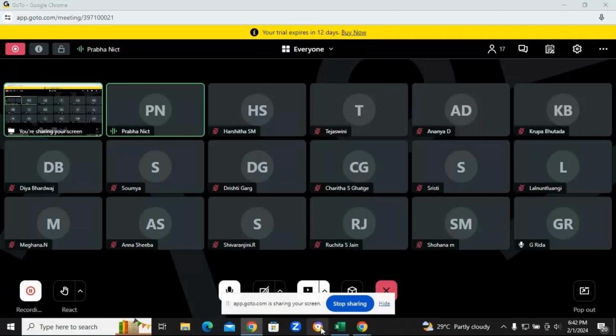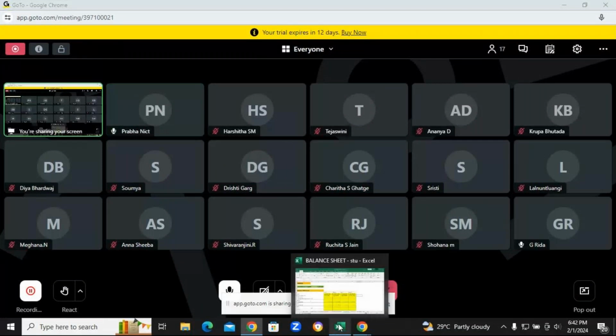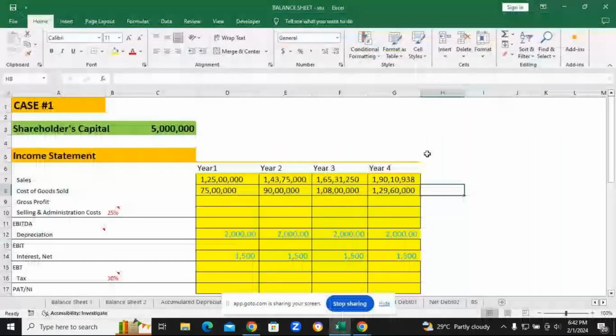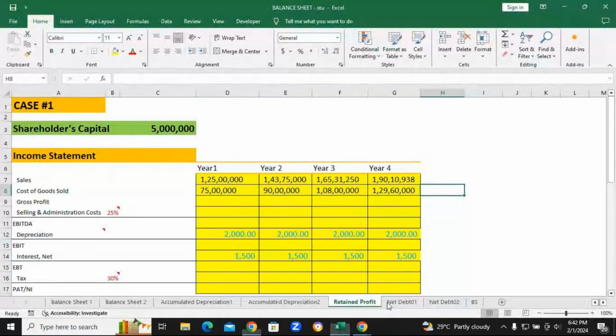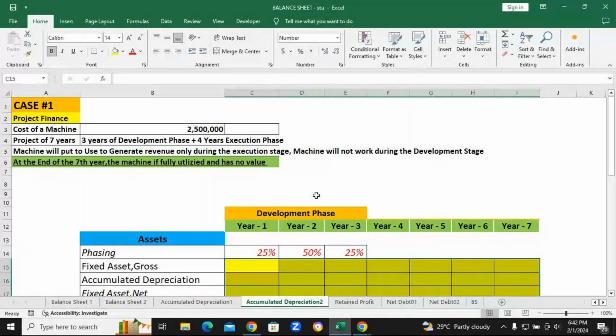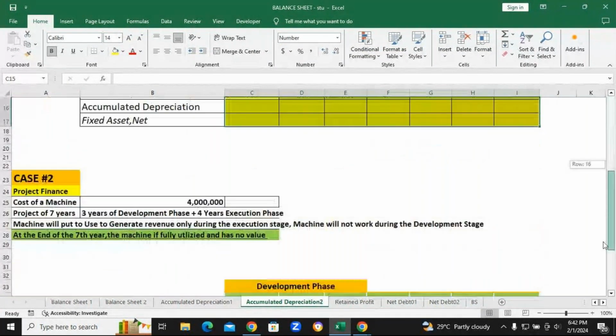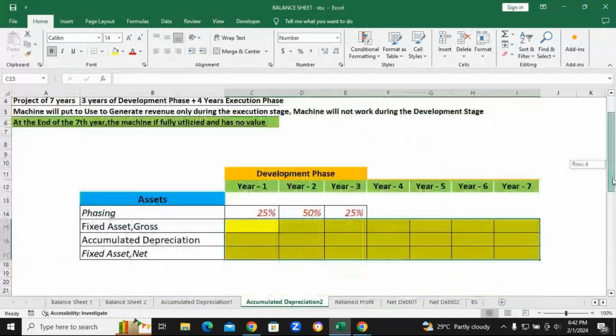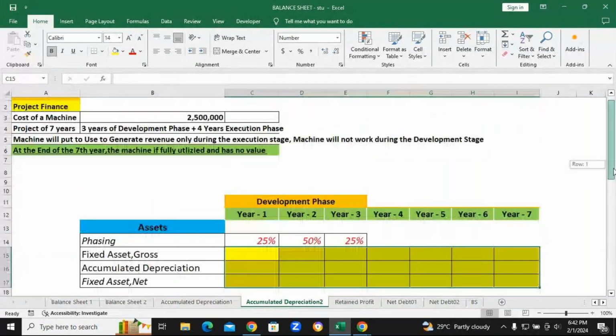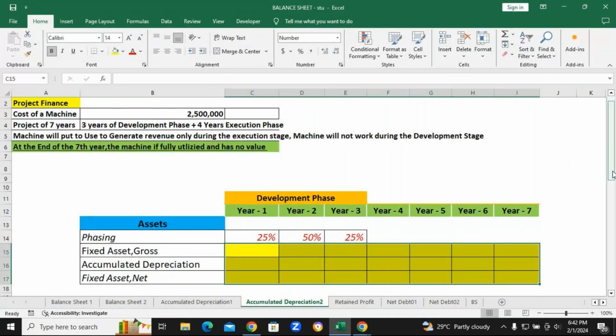So yesterday we were doing balance sheet. Hope you people are able to see the screen. So accumulated depreciation, we completed it. Hope you people understood till there. Anybody is having any doubts?